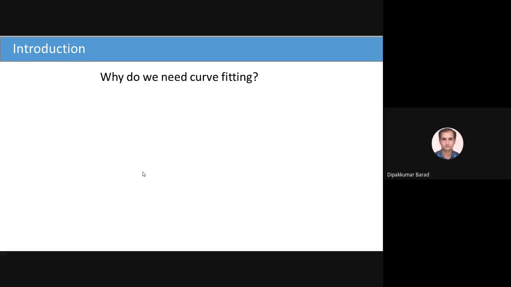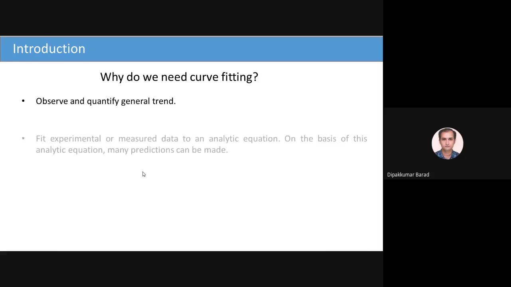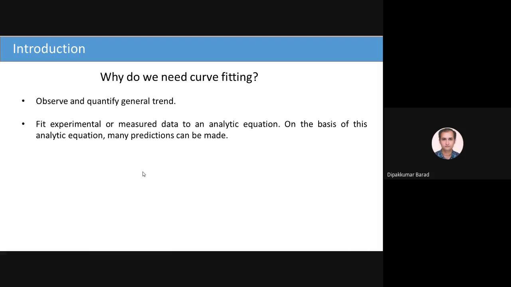Why do we need curve fitting? To observe and quantify the general trend. From the data we want to generalize the trend, so we need an analytical function which we have to derive, and we can estimate future values from the curve. We fit experimental or measured data to analytic equations, and on the basis of these equations many predictions can be made. If you find the curve, you can predict future values. Remove noise from the functions. Noise means error.